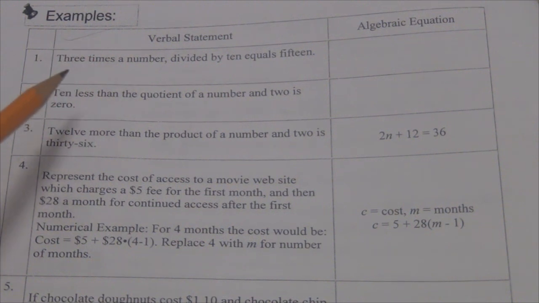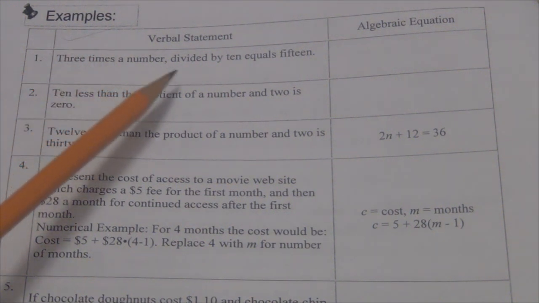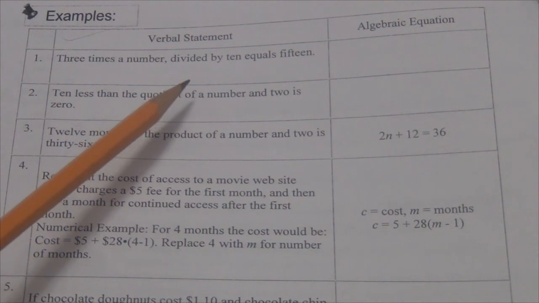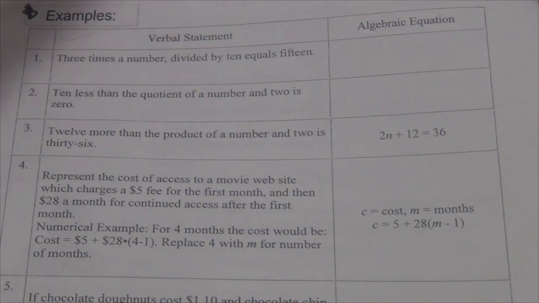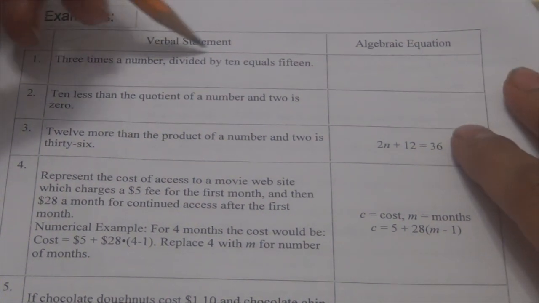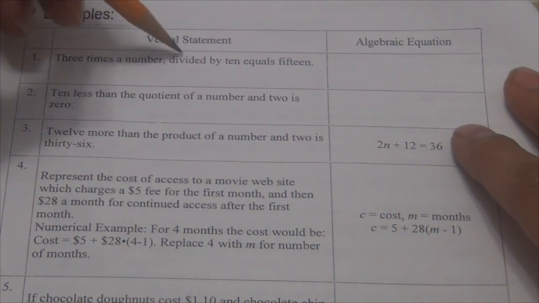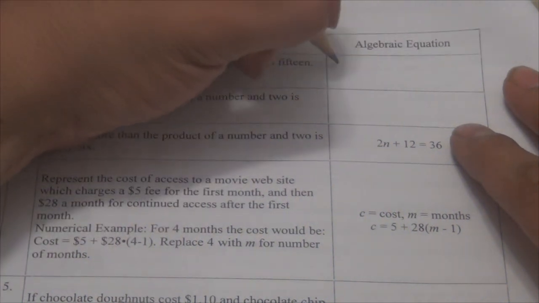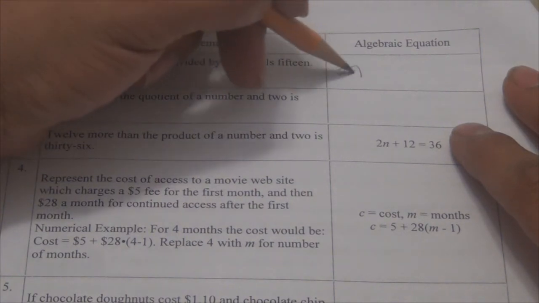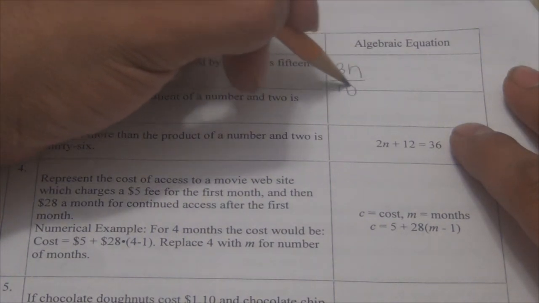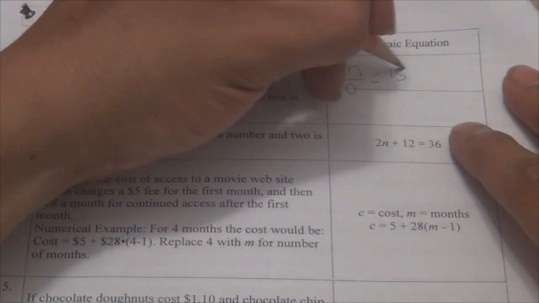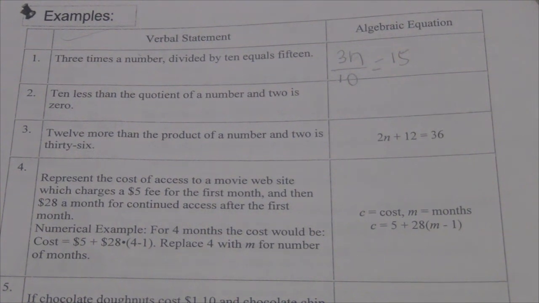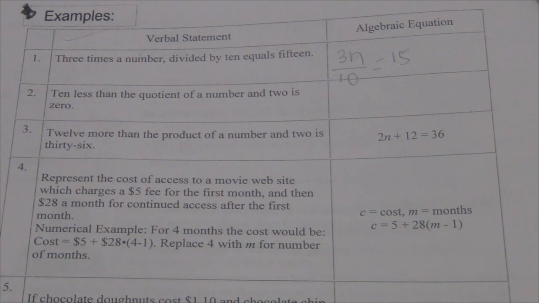Alright, so verbal statements. 3 times a number divided by 10 equals 15. What? Okay, let's see if I understand. 3 times a number divided by 10. 3 times a number divided by 10 equals 15. 3 times a number, it could be x, it could be y, whatever, divided by 10 equals 15. My friends, welcome to algebraic equations.